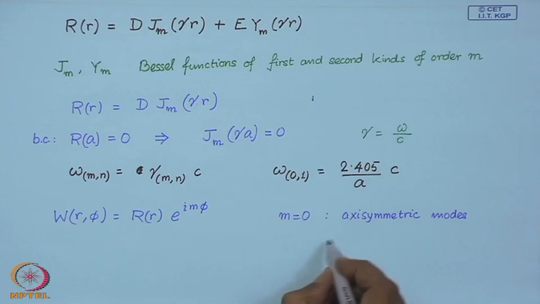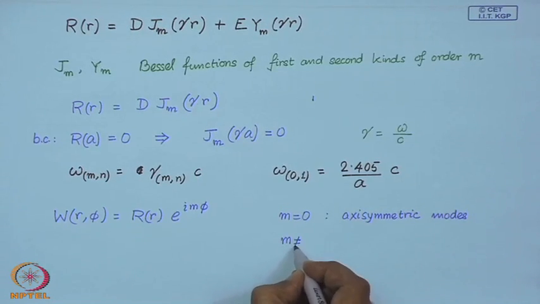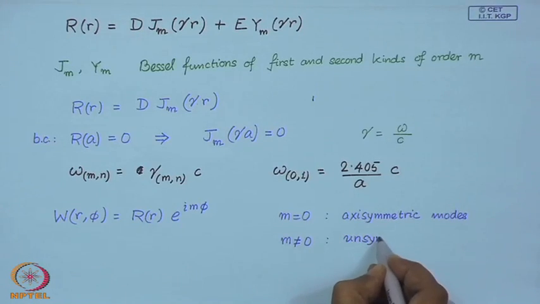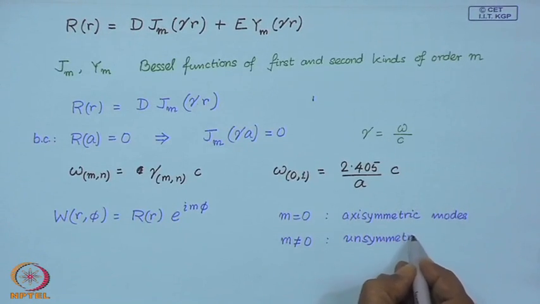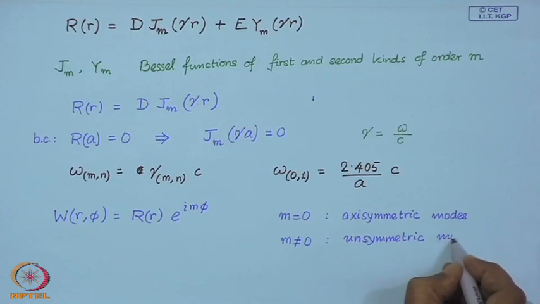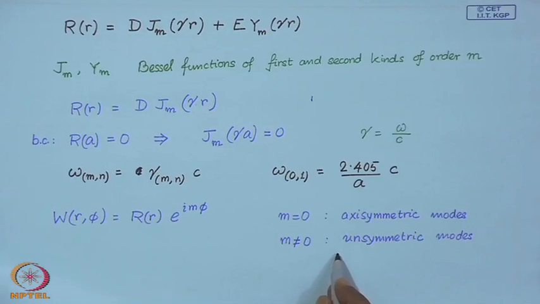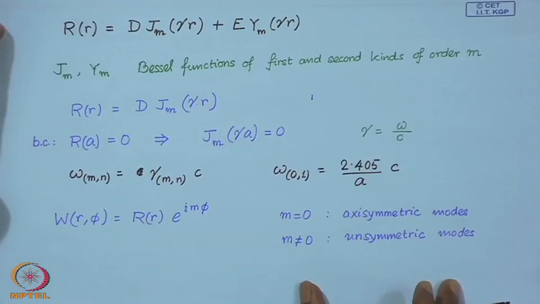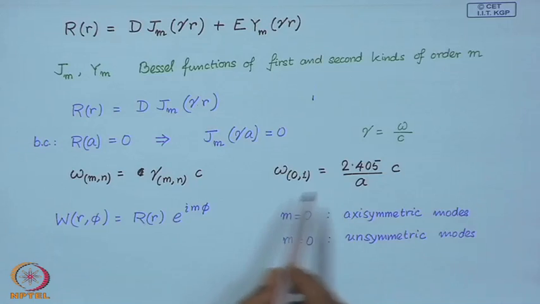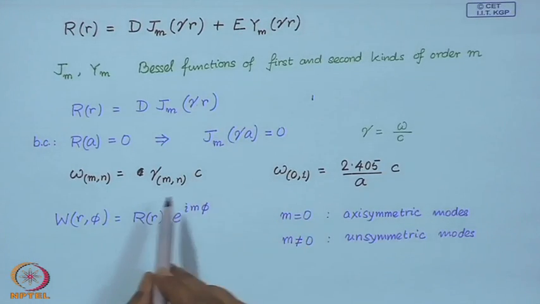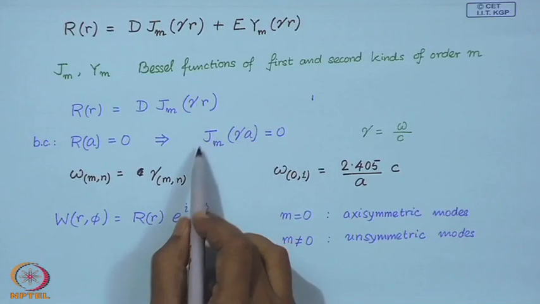And for m not equal to 0, we have the unsymmetric modes. Now, let us look at finding these roots of the Bessel function. So this is essentially finding roots of the Bessel functions of the first kind.